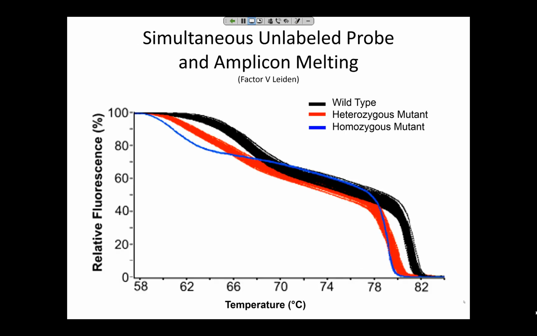We did this on a 384-well plate, so here's factor V Leiden, and it's pretty obvious the clustering is not very difficult. The blue line, the rare homozygotes, is parallel on the right-hand side to the wild type in black. And the red line, both in the probe area, the unlabeled probe melting area, and the amplicon area, are two different areas you can look at that tell you the same thing. So it's a double verification of what you've amplified with unlabeled probes.